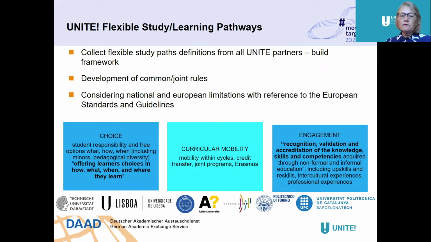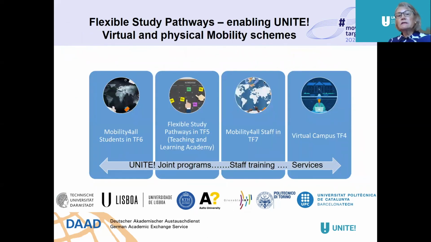So we look at choice, which is really offering learners choices in how, what, where, and when they learn. This is about curricular mobility in the middle box, and engagement, recognition, validation, accreditation of the knowledge, skills, and competencies. So obviously all of these have to be considered, and this is part of our ongoing work. Because all of the flexible study pathways or the learning pathways, they do enable the Unite virtual and physical mobility schemes. And this does span across several work packages or task forces that we have in Unite as depicted on this slide, from mobility for all for students, to staff training as to how we can support staff to develop the processes that we need to facilitate the virtual mobility schemes or programs. And that links to activities and services that we offer through our virtual campus.